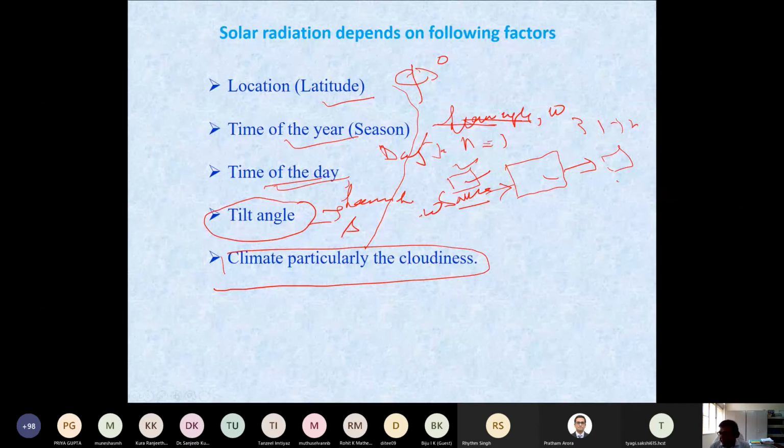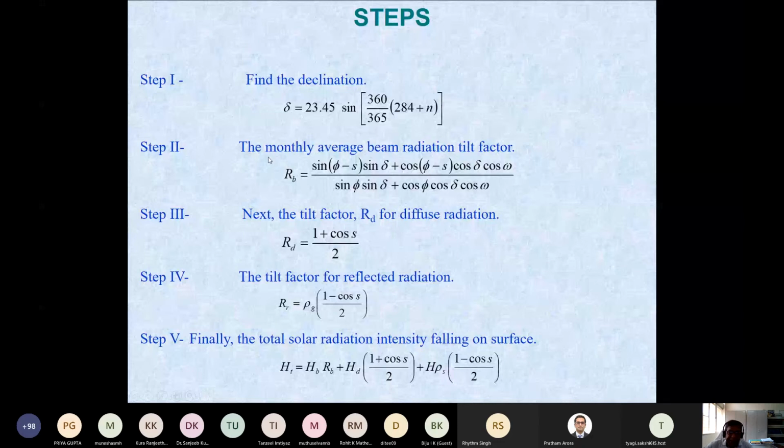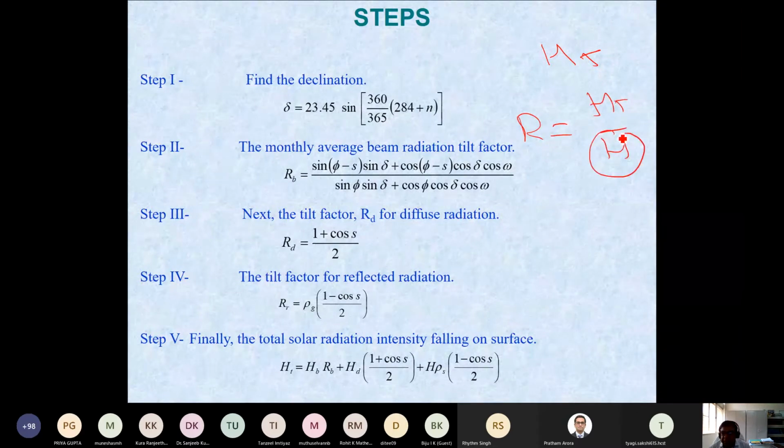So these are the terms we have to consider. What I am interested in is HT, which means solar radiation on the tilted surface. It can be represented by introducing a factor known as the tilt factor, R. R is nothing but HT by H. H I know, because it is the total solar radiation, and if I know R, then I can get HT.